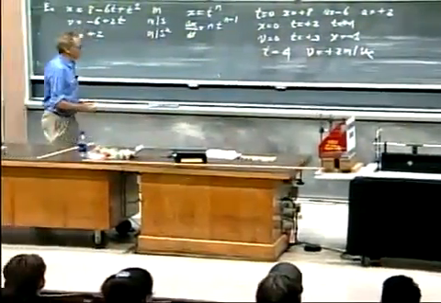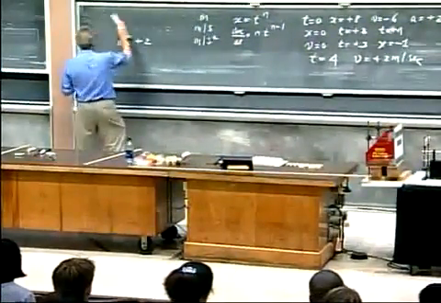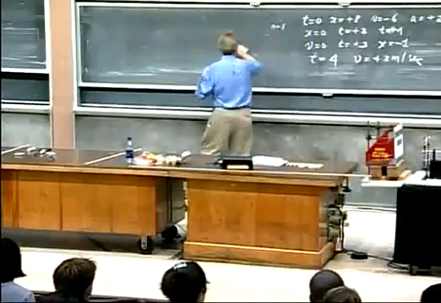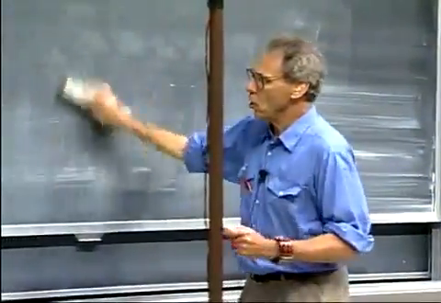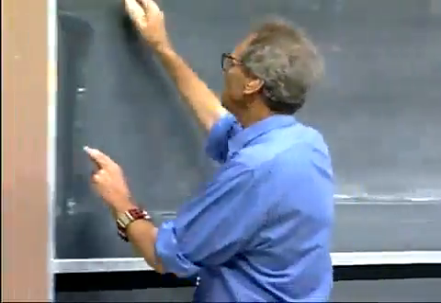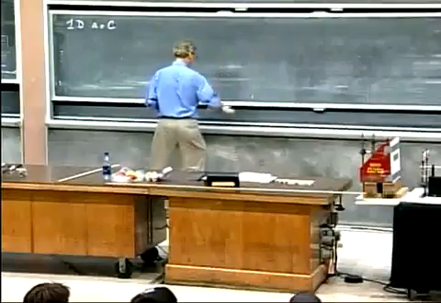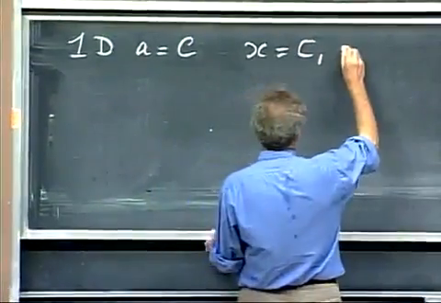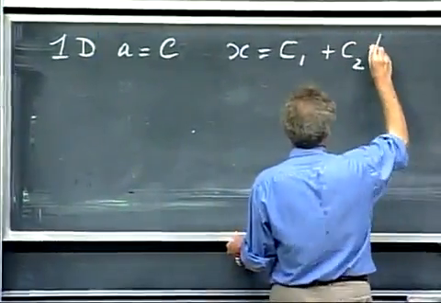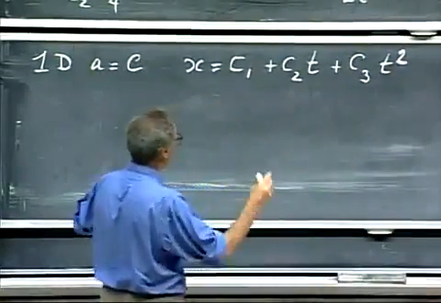I now would like to write down, in most general form, the equation for the position and the velocity as a function of time for a one-dimensional motion whereby the acceleration is constant. So it's going to be one-dimensional again, and we have a is going to be a constant. And so the equation that I write down is the most general way that I can write it down. So we're going to get x equals some number c1 plus some c2 times t plus some c3 times t squared.